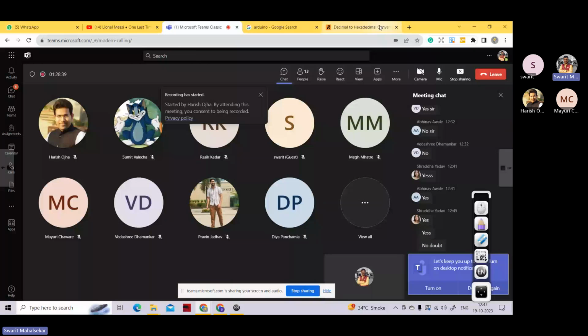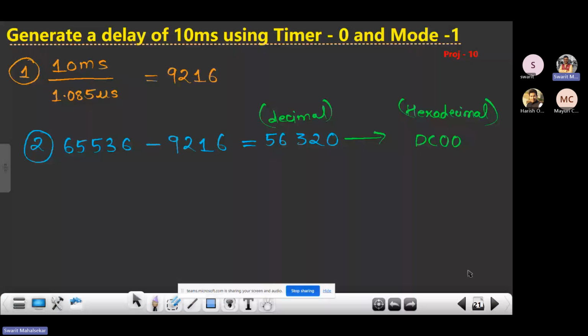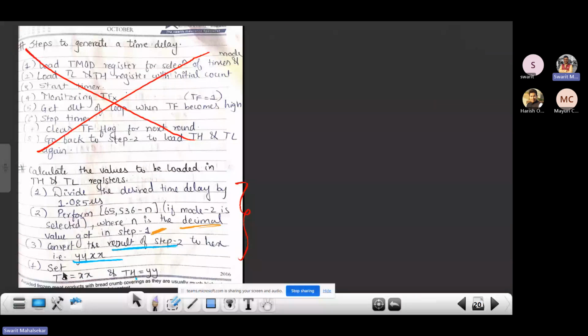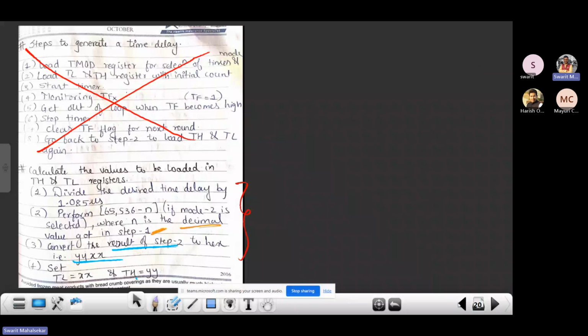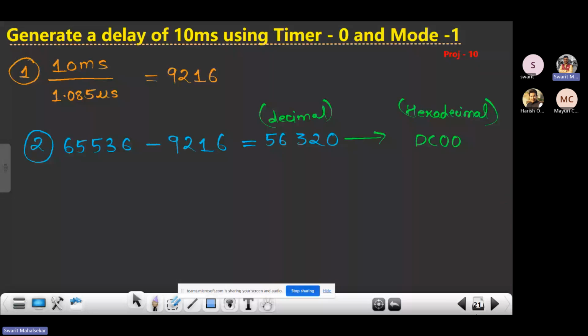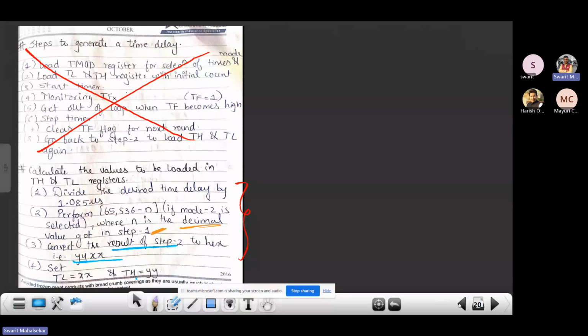So let me move over there. Now we need to move to the next step, and that is this. Set TL equivalent to XX and TH equivalent to YY. So what does that mean? We need to assign the lower byte to the TL, that means TL0 register, since we are using timer 0. So we need to assign these values, that is 00 to TL0, and then we need to assign the higher bits, that means DC to TH0. So let me just write over here.